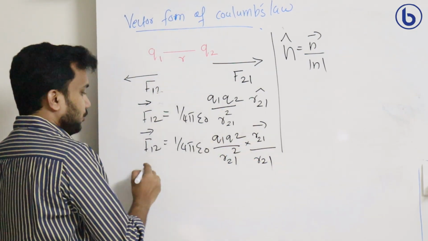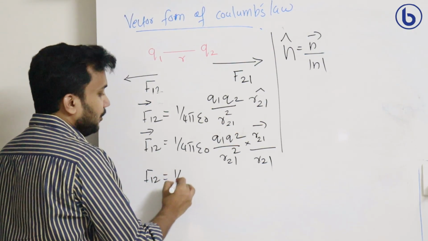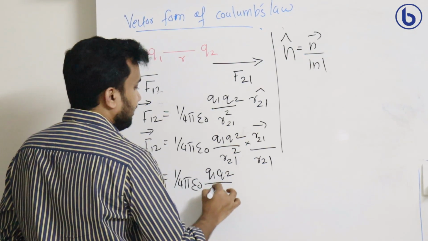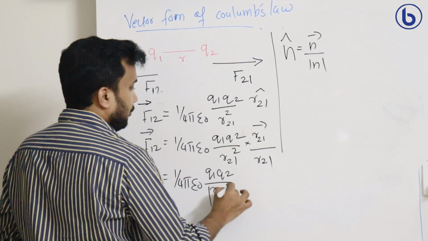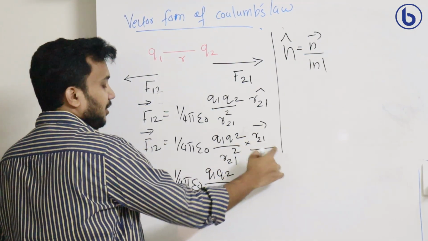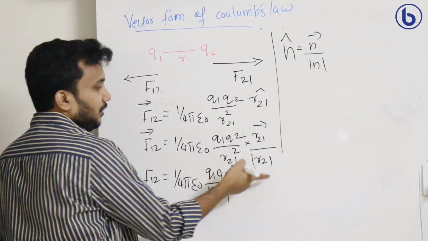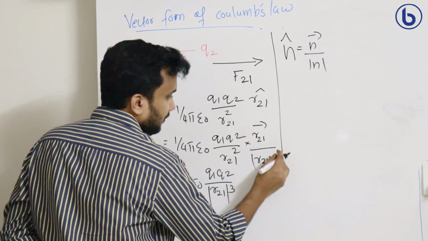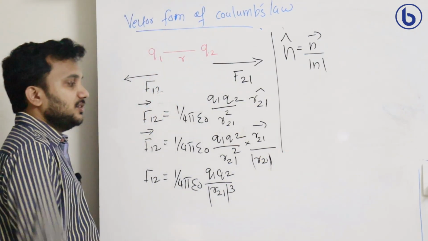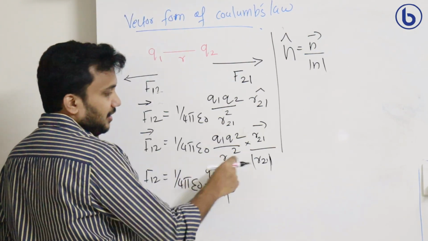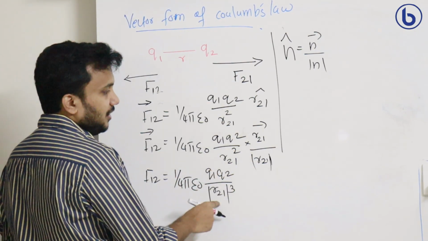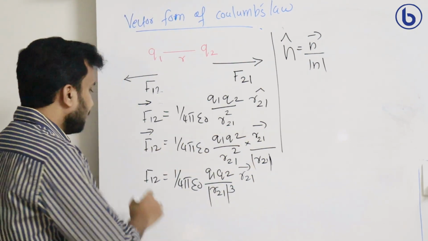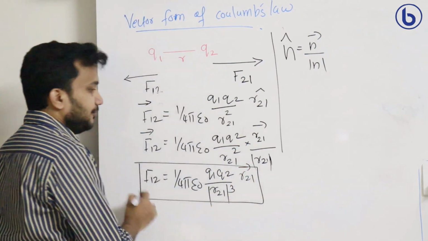Now if you multiply this one, what will you get? F12 will be equal to 1 by 4 pi epsilon 0 q1 q2 divided by r21 magnitude. It is square, here it is power 1. So altogether 2 plus 1 it becomes totally 3. So it is r21 modulus r21. The magnitude parameters will be r21 square with r21, totally r21 cube. And one vector will be here r21, it's a vector notation. So these are the equations for F12.